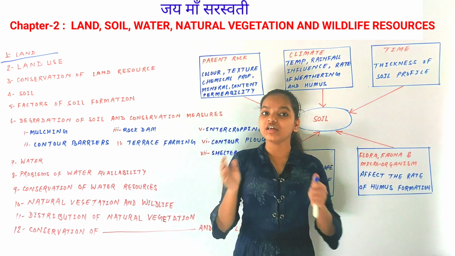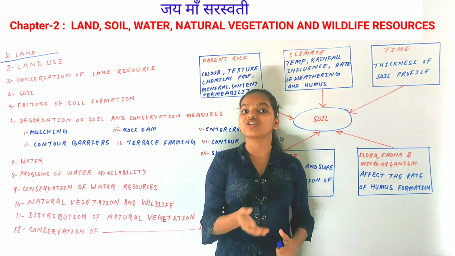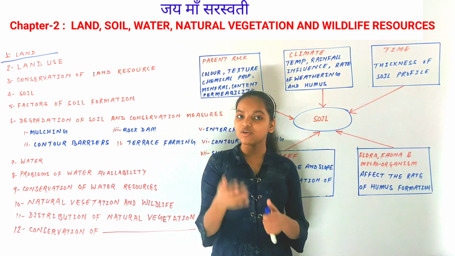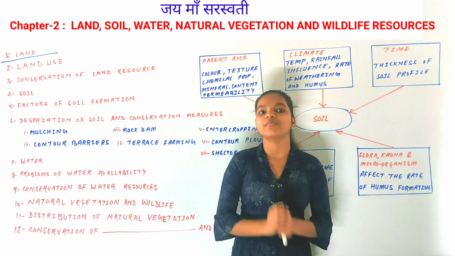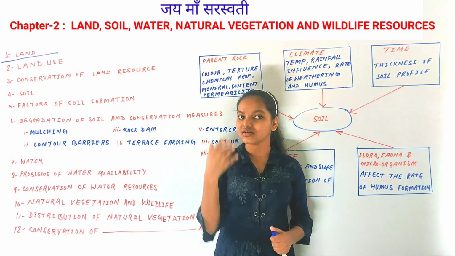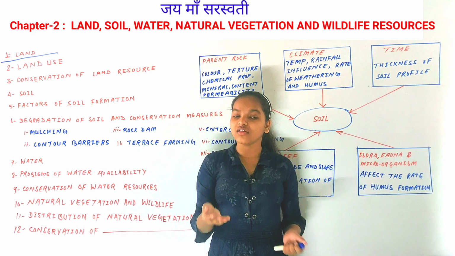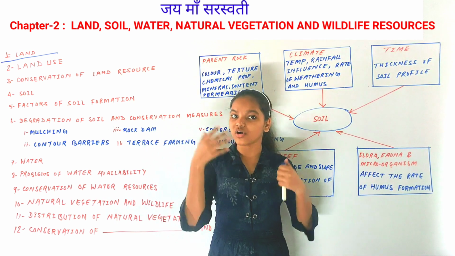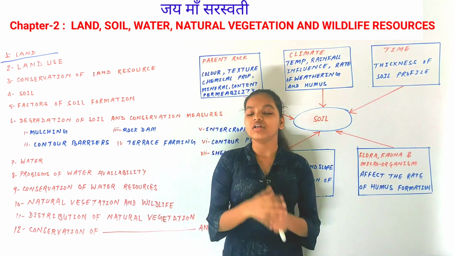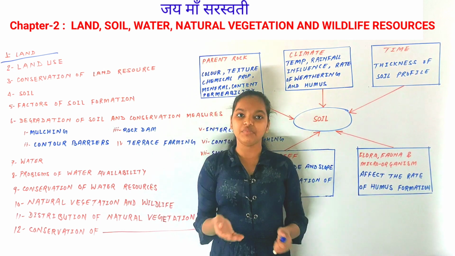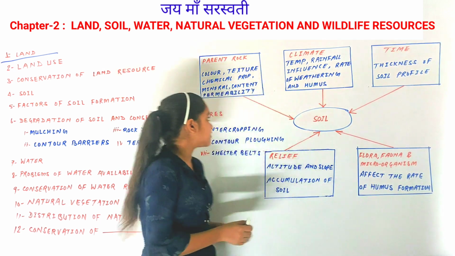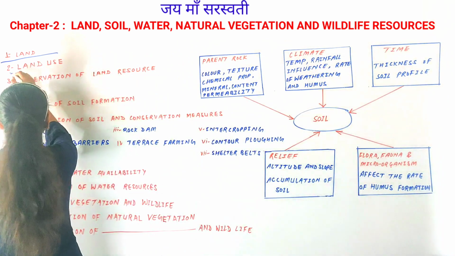People live only in those areas that are suitable for agriculture, that are arable, like plains and river valleys, that are suitable for living. But areas that are desert areas, very snowy areas, where there is frost and mosses, where people don't live, those areas are sparsely populated or uninhabited. So the next topic is land use.